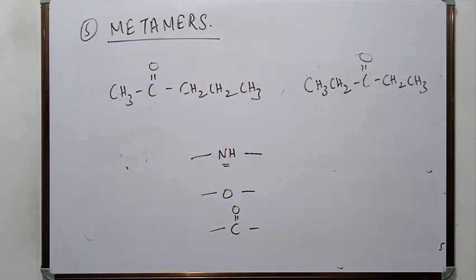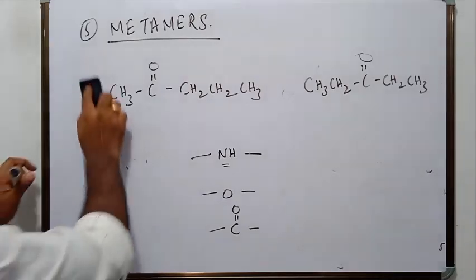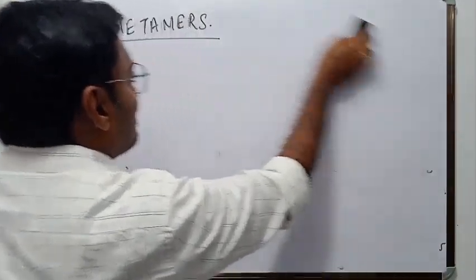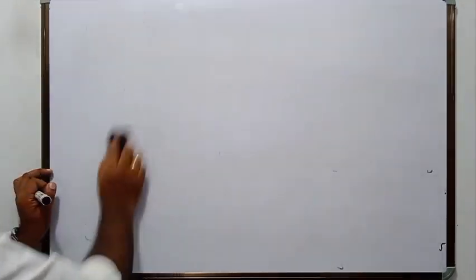So that ends your structural isomerism. There are five subtypes of structural isomerism. The first is chain isomerism. The second is positional. The third is functional. The fourth is tautomerism. And the fifth is metamerism. We have seen all of them with examples.